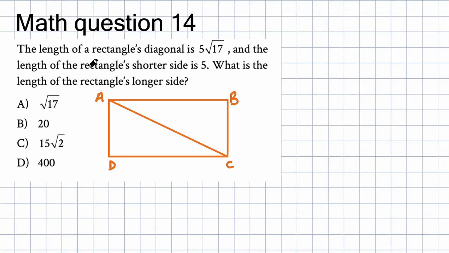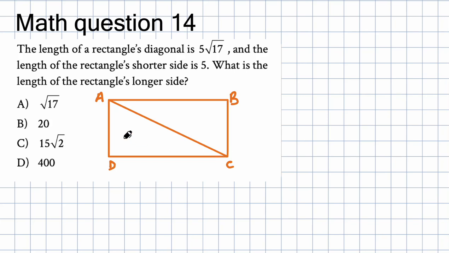Question number 14: the length of a rectangle's diagonal is 5 root 17 and the length of the rectangle's shorter side is 5. Before solving this question, let's see the rectangle first. A, B, C, D. AD is the shorter side and DC is the larger side.